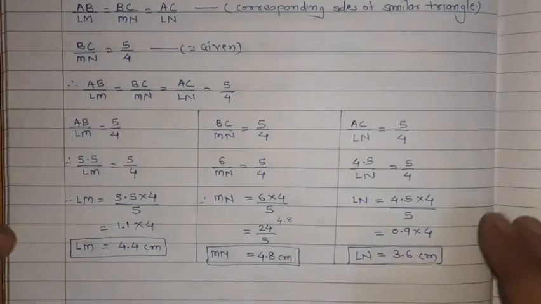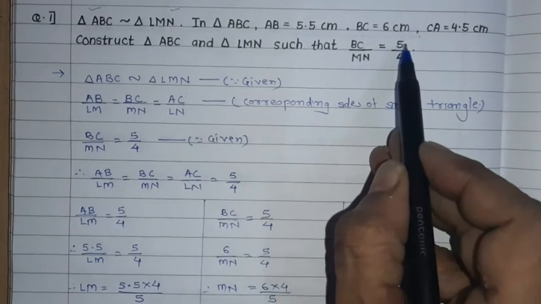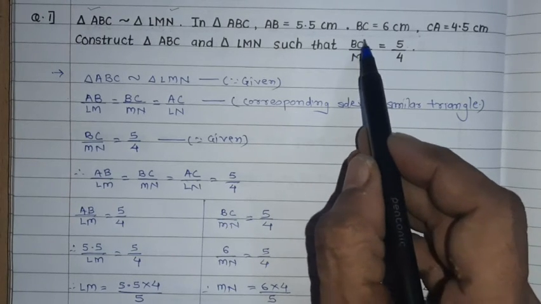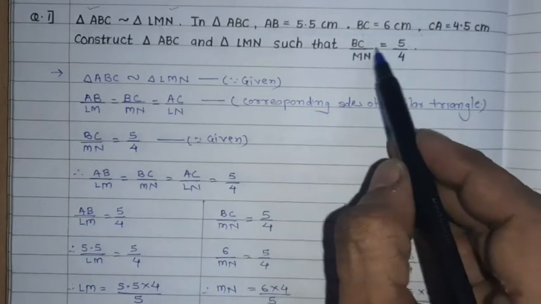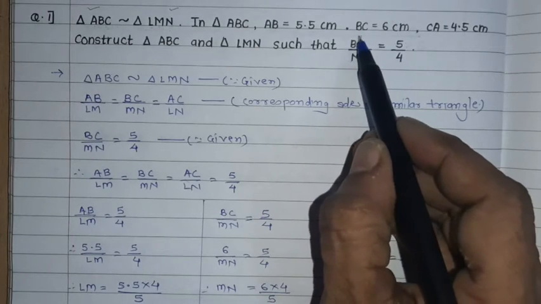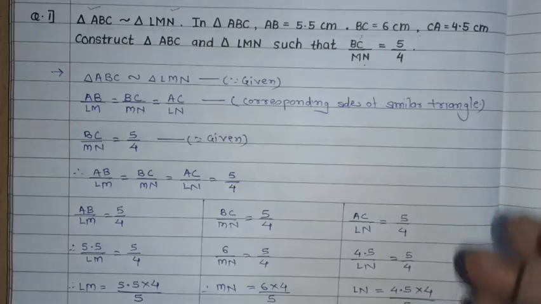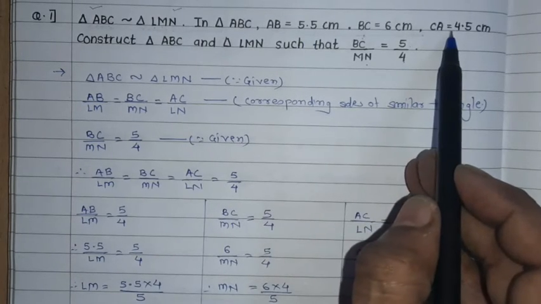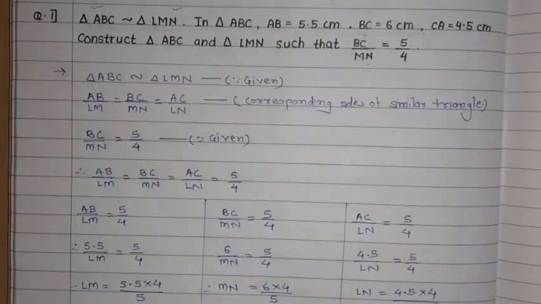One more thing I want to tell you, observe the ratio. The ratio BC upon MN is 5 is to 4. That means BC is 5 and MN is 4. That means BC is a side of triangle ABC and MN is a side of triangle LMN. Therefore, if we observe the ratio, we come to know that triangle ABC is the bigger triangle and triangle LMN will be the smaller triangle. Got it? This you have to observe. And now, dear student, the measurements of triangle ABC are given, all three sides. Then we found the ratio of its corresponding sides of triangle LMN.